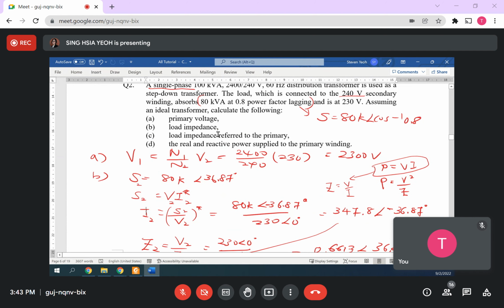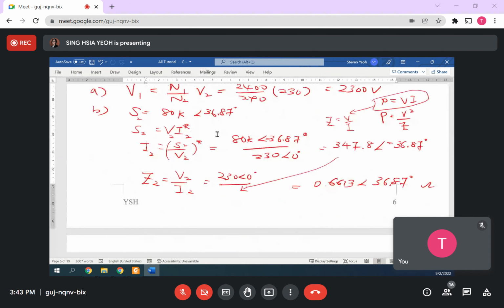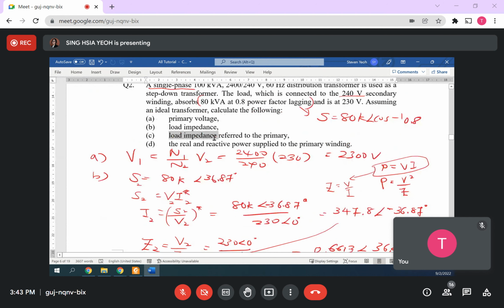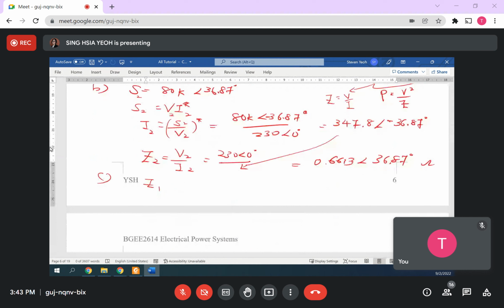Then the load impedance refer to the primary side. This one easy peasy. Okay, so part C, you already know Z2, you want to find your Z1. Primary load impedance means you want the load impedance refer to the primary side, like just now. Okay, but secondary side you want to map to primary side. So Z2, we put Z2 prime equals to N1 over N2 power 2 times Z2, then you get the answer 66.13 angle 36.87 degree.